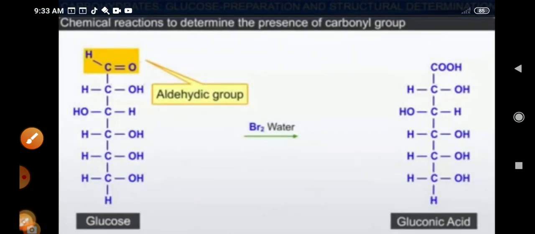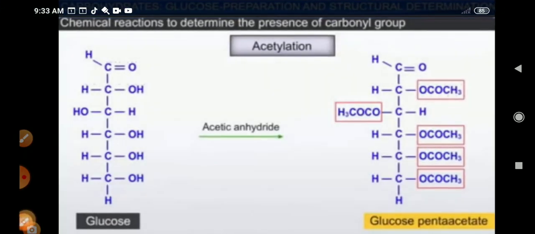This shows the presence of an aldehyde group, and the product formed is called gluconic acid. Now the next reaction is called acetylation.